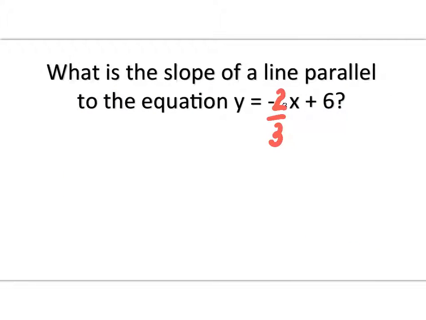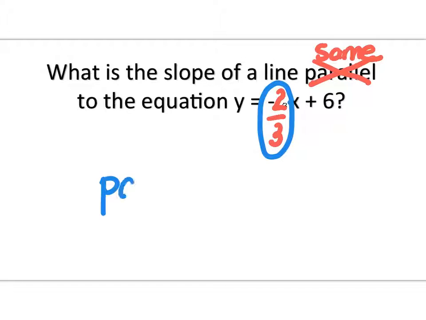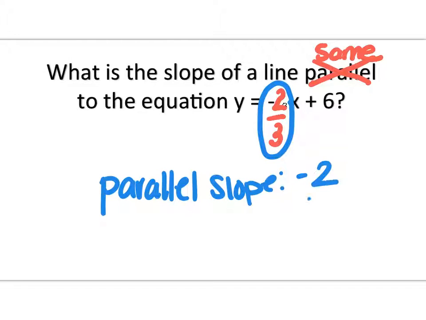What is the slope of a line parallel to the equation y equals negative 2/3 x plus 6? Well, parallel, we're going to cross that out, and we're going to put same. Again, you get extra credit if you do this on your test. So our slope here is negative 2 over 3. So our parallel slope is going to be negative 2 over 3.